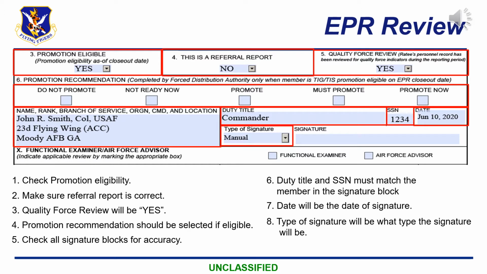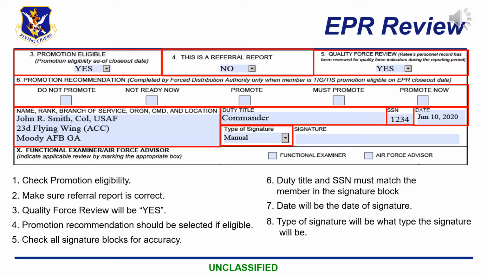That just means that you've checked the member's PIF for any outstanding things in their record. Promotion recommendation should be selected if eligible. If you're not sure if the member is eligible for promotion, that's okay. Please contact CSS. We'll be glad to help you out with that one.